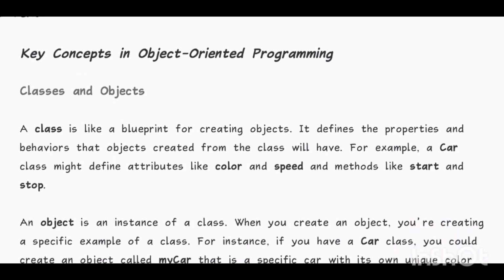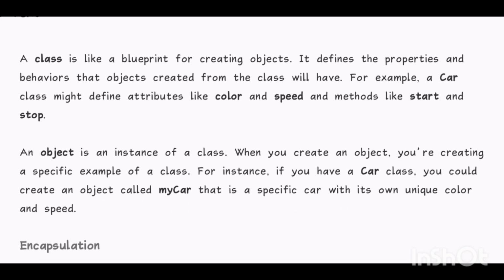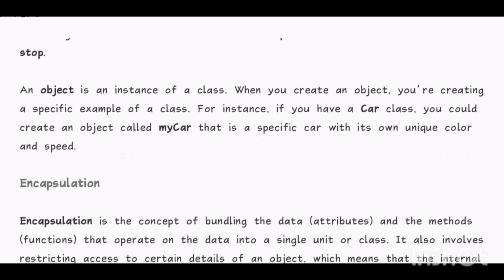Classes and objects. A class is like a blueprint for creating objects. It defines the properties and behaviors that objects created from the class will have. For example, a car class might define attributes like color and speed, and methods like start and stop. An object is an instance of a class. When you create an object, you're creating a specific example of a class. For instance, if you have a car class, you could create an object called myCar that is a specific car with its own unique color and speed.